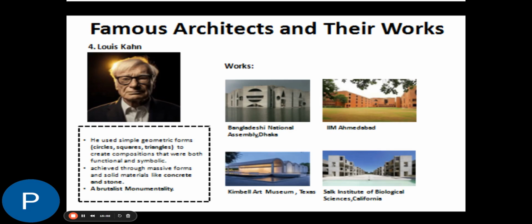Now coming to the next architect, Louis Kahn. Louis Kahn used basic simple geometric forms such as circles, squares, and triangles to create compositions that were both functional and symbolic, achieved through massive forms and solid materials like concrete and stone. He was basically a brutalist. The buildings he made were basically under the criteria of brutalist monumentality.